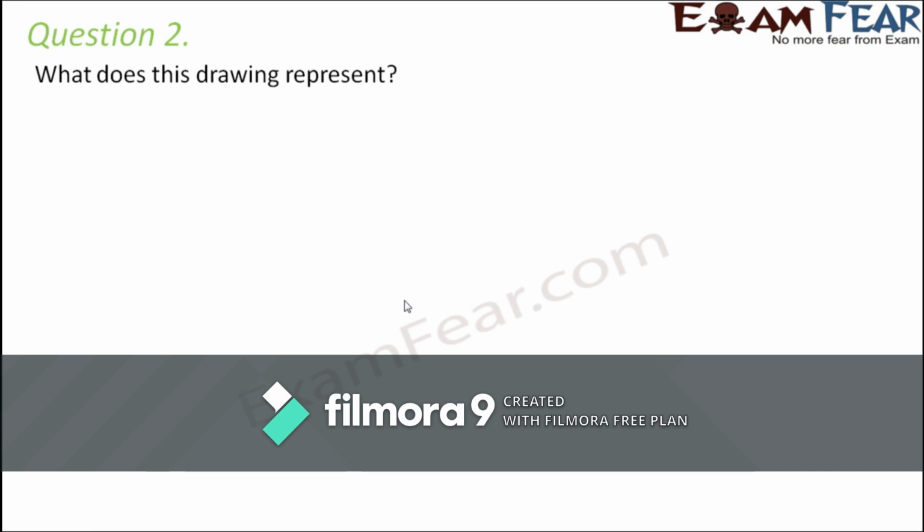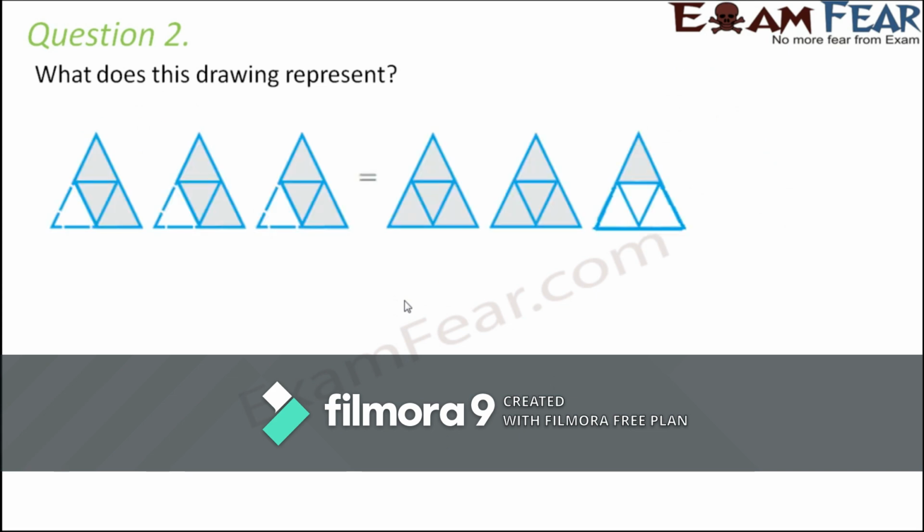Question number 2. What does this drawing represent? So here it actually is telling you something which results in something else. Let us first focus on the first triangle. What does it show? It has 4 equal parts, 1, 2, 3, 4, out of which 1, 2 and 3 parts are shaded. So this is 3 by 4. And how many such diagrams do you have? You have 3 similar triangles. That means 3 by 4 multiplied by 3. Now, what would be the result of this? The result should be 9 by 4.